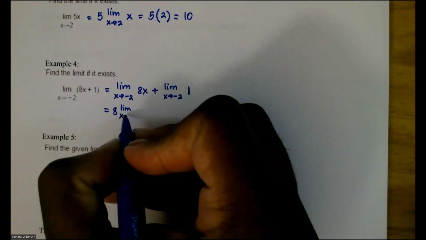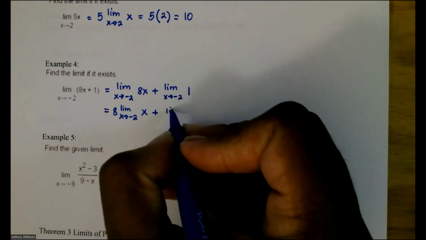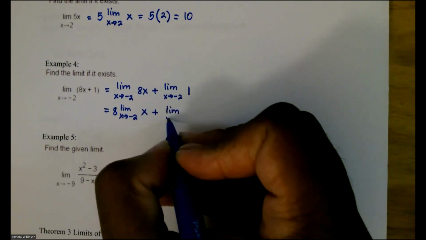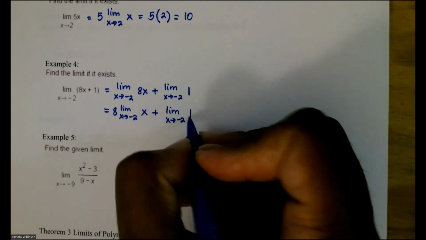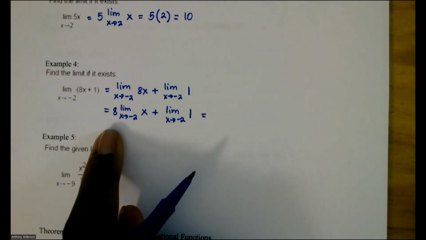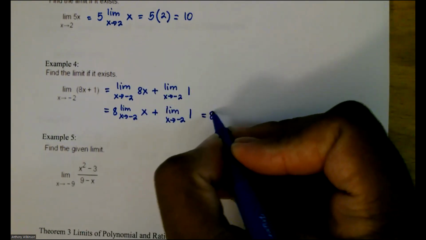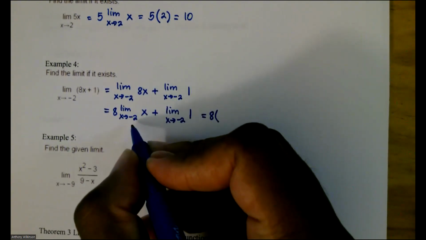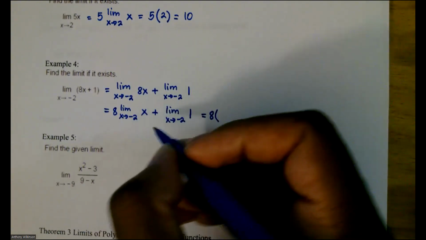Now here I have a constant times some function of x, where the limit as x approaches -2. So that constant can be pulled out in front. So I have 8 times the limit as x approaches -2 of x plus, now I go ahead and bring down the limit as x approaches -2 of 1. So this will be 8 times the limit as x approaches -2 of x will be that constant itself.